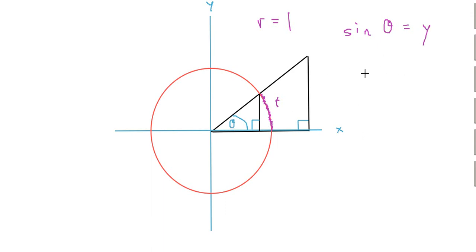If we wanted to look at the cosine of this angle, we know that the cosine is defined as the adjacent side, in this case, x, over the hypotenuse, which we're going to let be 1, so it's x over 1, or just x. Okay?